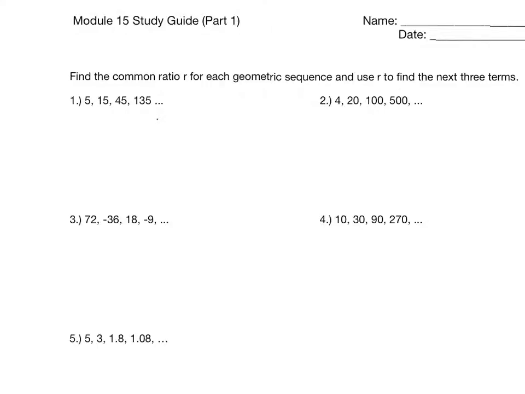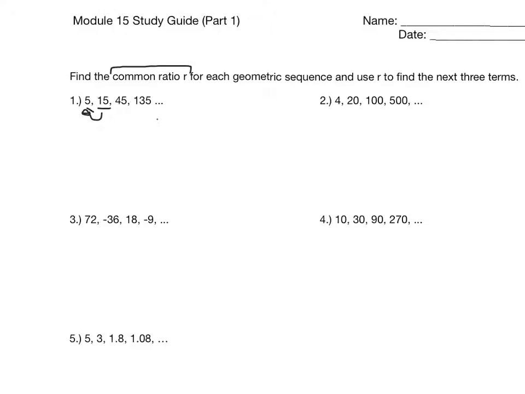So to find the common ratio, remember a geometric sequence has a common ratio, which is that common number that you're multiplying each time. If we look at this one, it's pretty evident that the common ratio is going to be 3. But if you didn't know that, all you would need to do is take one of your terms and divide it by the previous term. That would give you your common ratio. 15 divided by 5 is 3.